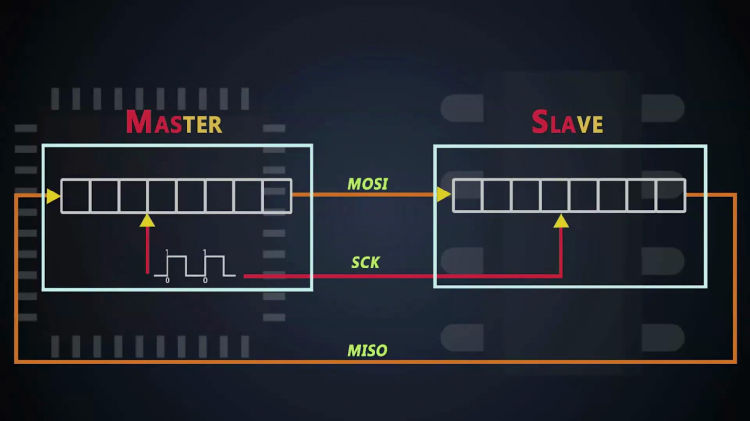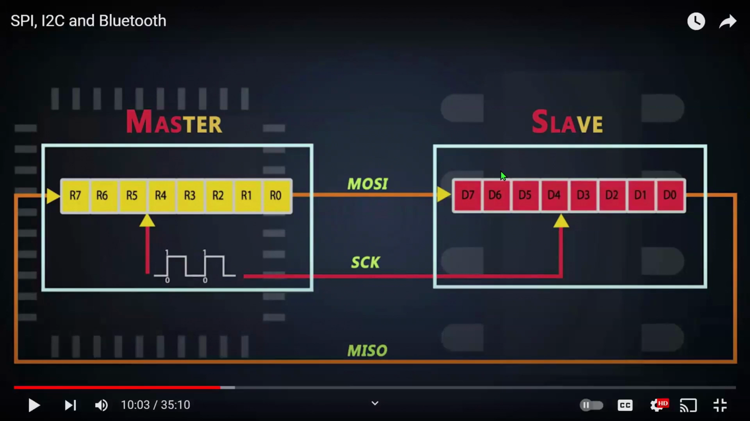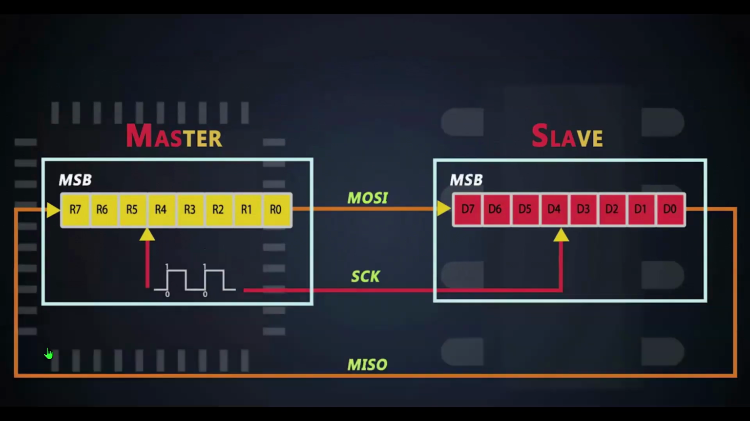Let's imagine the data in the master shift register is R7 to R0 and the data in the slave shift register is D7 to D0. D7 and R7 are the MSB of the data, and R0 and D0 are the LSB of the data, meaning most significant bit and least significant bit.